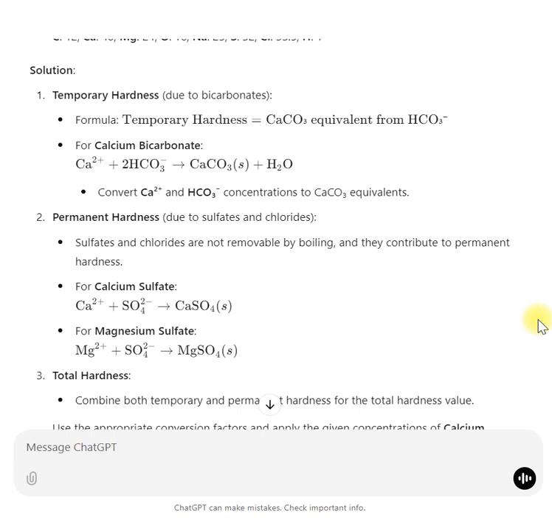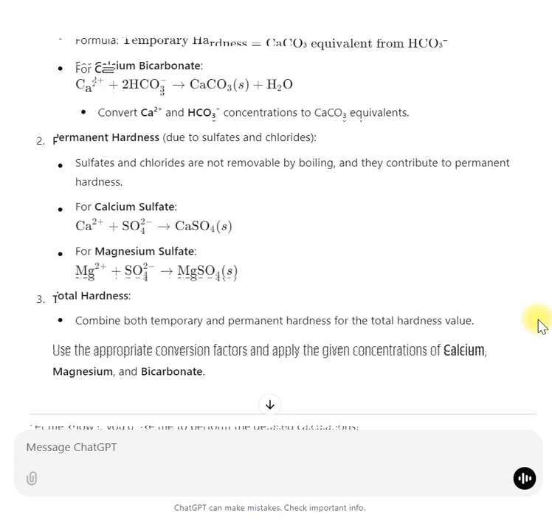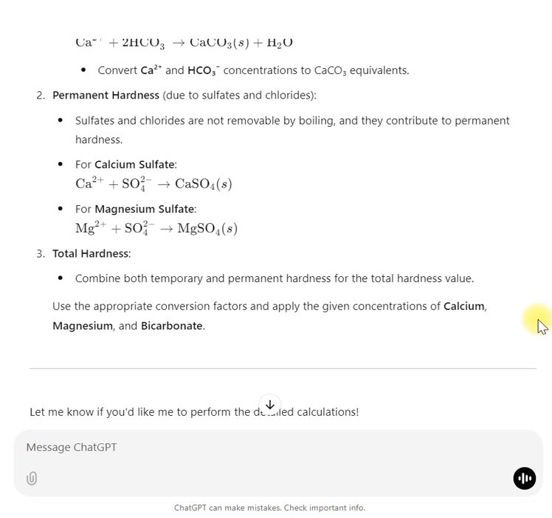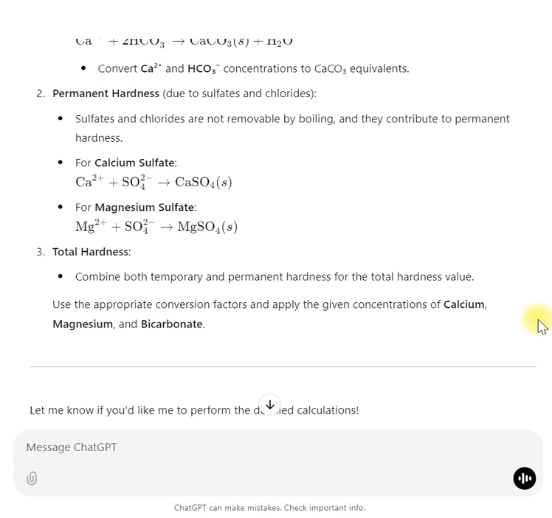2. Permanent hardness due to sulfates and chlorides. Sulfates and chlorides are not removable by boiling, and they contribute to permanent hardness. For calcium sulfate, Ca2+ + SO4 2- → CaSO4. For magnesium sulfate, Mg2+ + SO4 2- → MgSO4.